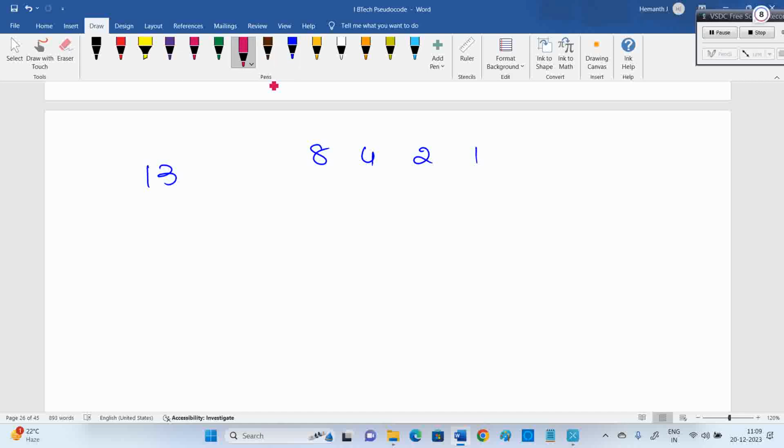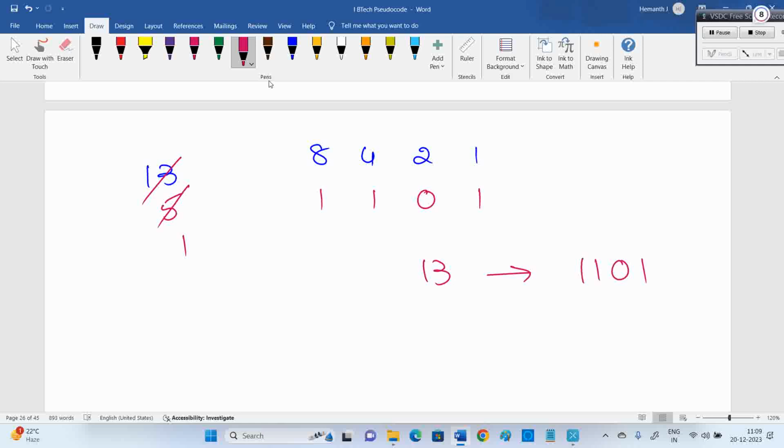Now listen. For 8, I put 1. Then among 13, 8 is gone, so how much is remaining? 5. I'll put 1 for 4. What is left over? 4 is also there, and 8 plus 4 is 12. Still one is left, so here you put 1. The rest is 0. 8 plus 4 plus 1 is nothing but 13. So 13 in binary is 1101. That's it. Decimal to binary is this simple.